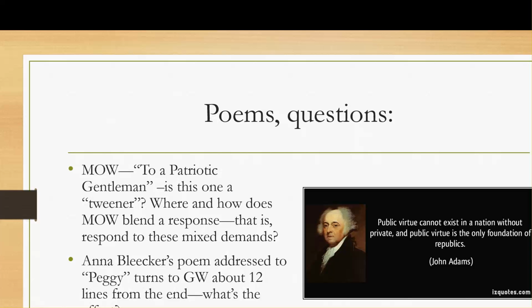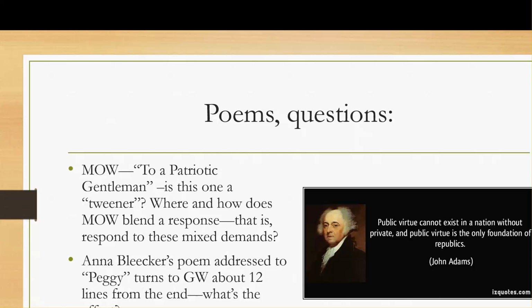MOW is just initials of Mercy Otis Warren, who wrote to a patriotic gentleman. I was thinking that one's a tweener, like it's in between the public and private, that you might see something ceremonial and personal in it. You've got the poem by Anna Bleecker addressed to George Washington, but then addressed to Peggy. It's an Anna Bleecker poem addressed to Peggy that turns to George Washington about 12 lines from the end. So there's hybridity in the poems that you're looking at.